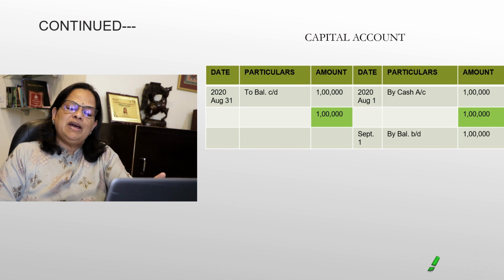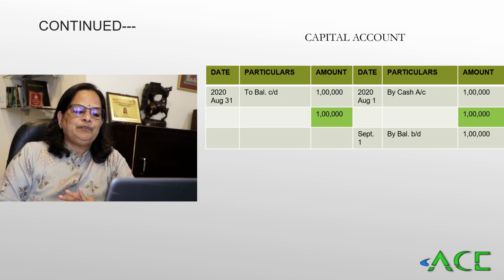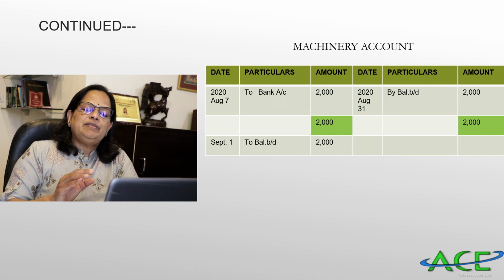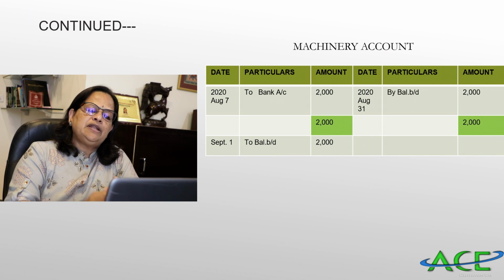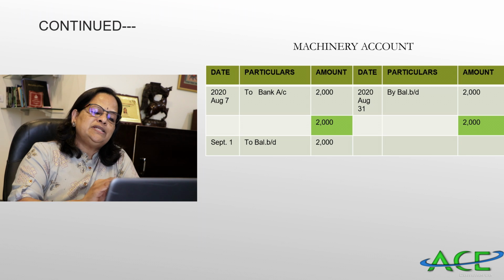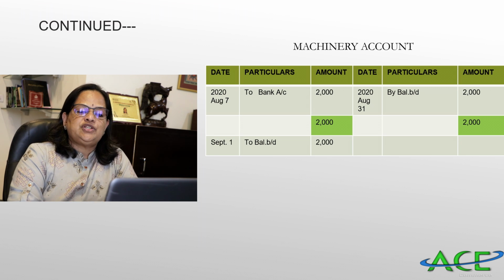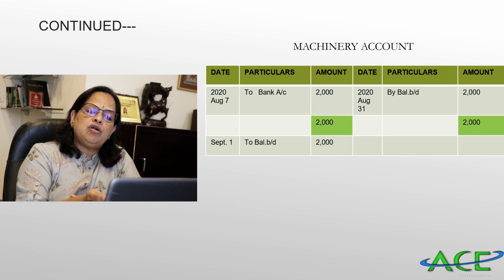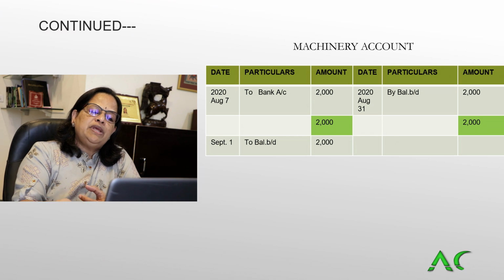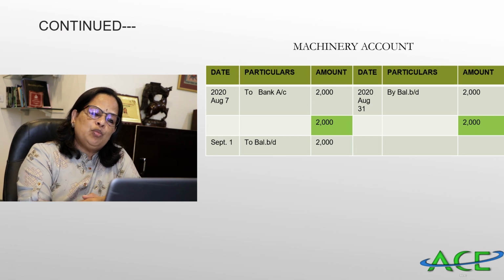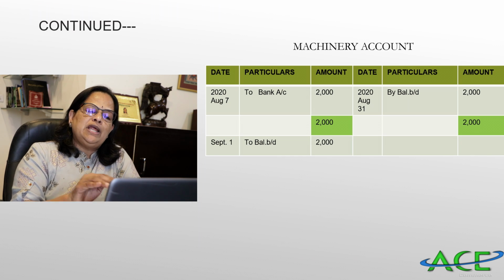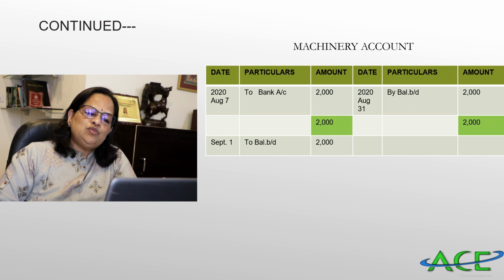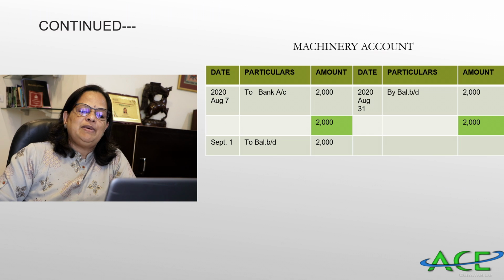That is the opening balance we are bringing for the next month. Now machinery account. In the machinery account only one debit entry is there, to bank account 2,000. That is the August 7th transaction. There is no corresponding entry on the credit side. So by balance brought down 2,000. Now you are bringing this to the debit side as opening balance for next month, to balance brought down 2,000. So this will appear in the debit side of the trial balance.